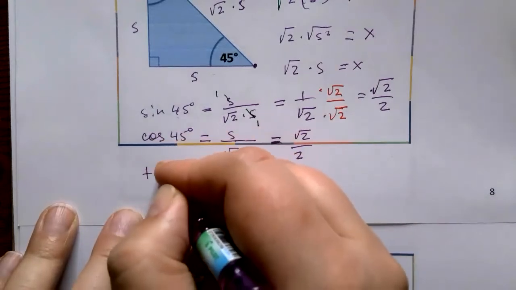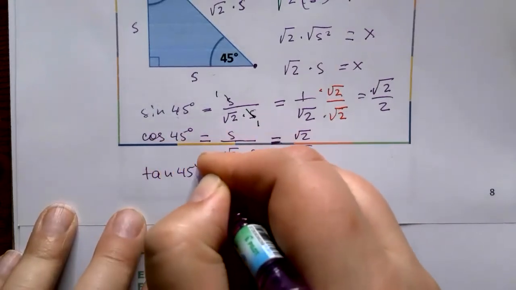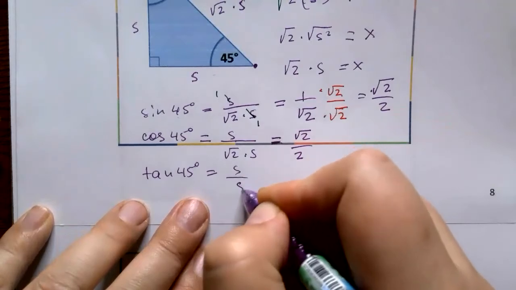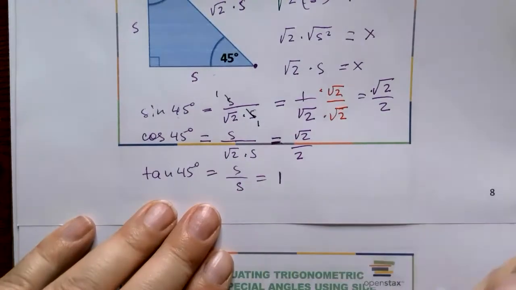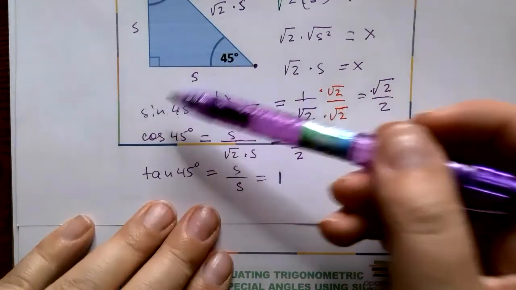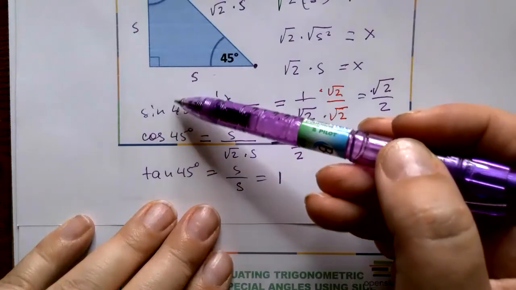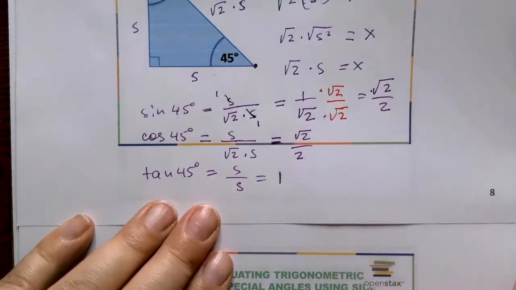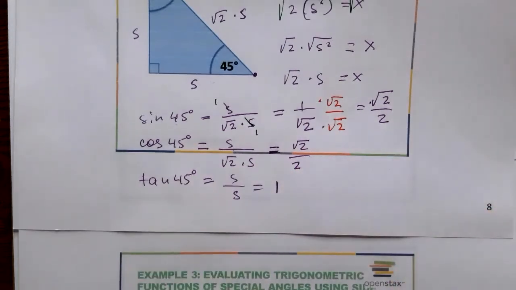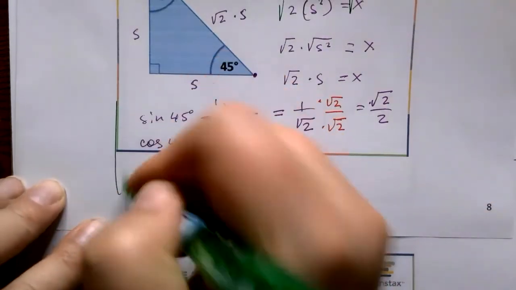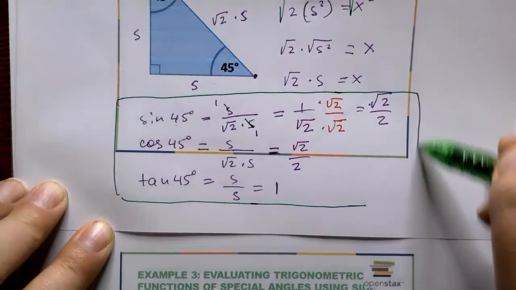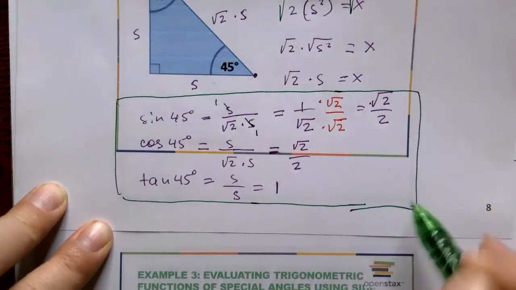And for the tangent of 45, we have the opposite over adjacent. So it's going to be s over s and equals 1. So sine equals cosine equals square root of 2 over 2. Tangent equals 1. And these are our trigonometric functions of a 45-degree angle.